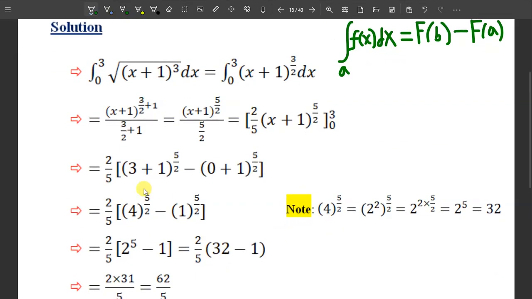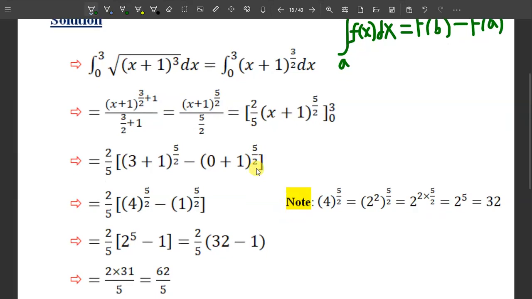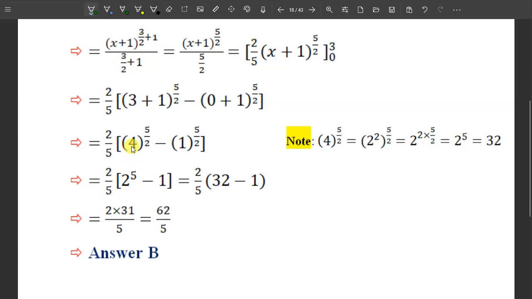First, what we have to do is factor out 2 over 5. Then in the bracket, replace x by 3 first: (3 plus 1) to the power of 5 over 2, then minus F of a. Our a in this case is 0 and our b is 3, therefore (0 plus 1) to the power of 5 over 2. The result is 3 plus 1 is 4, 4 to the power of 5 over 2, minus 1 to the power of 5 over 2. 1 to the power of any number is always equal to 1.